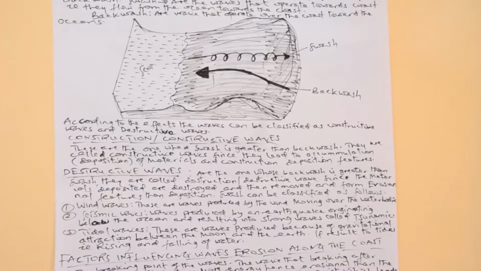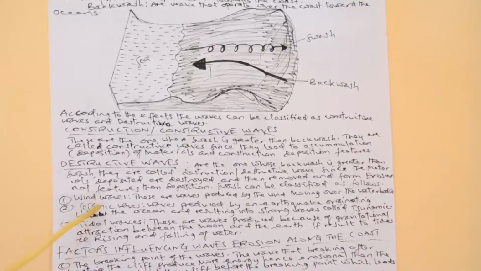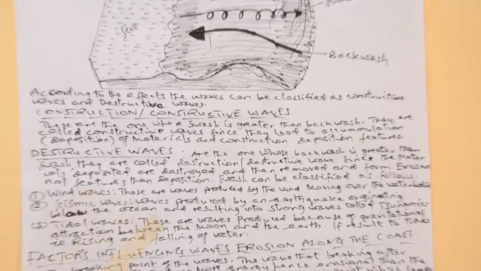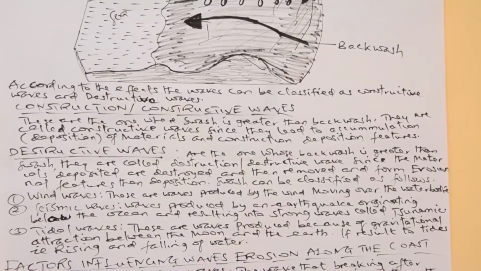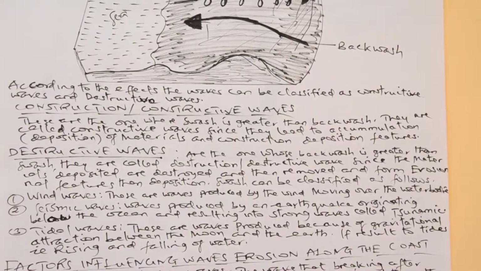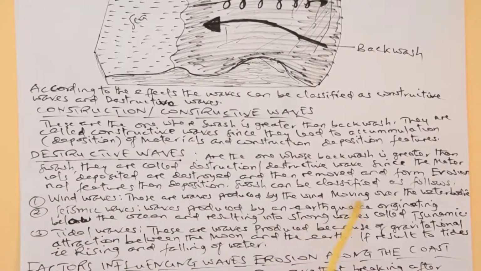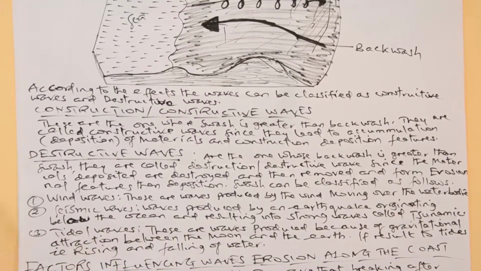The swash can be classified as follows: windy waves. In order for swash to take place, it is shown due to the following classification. For instance, the wind wave. This is a wave produced by wind moving over the water bodies, or seismic wave.